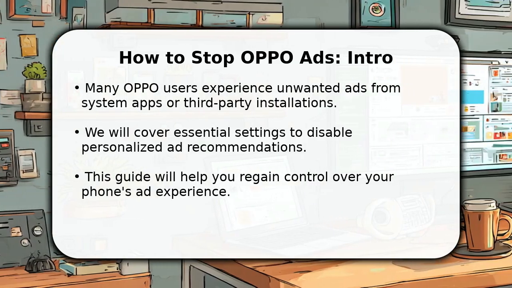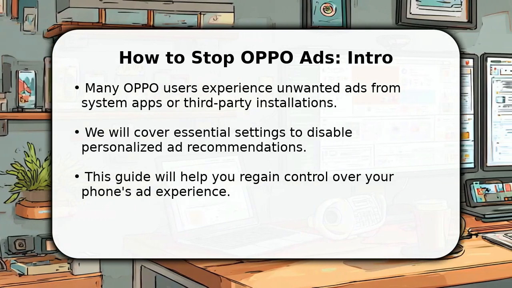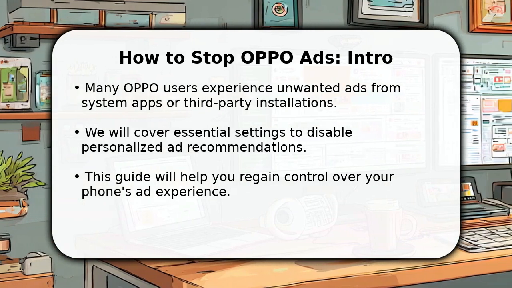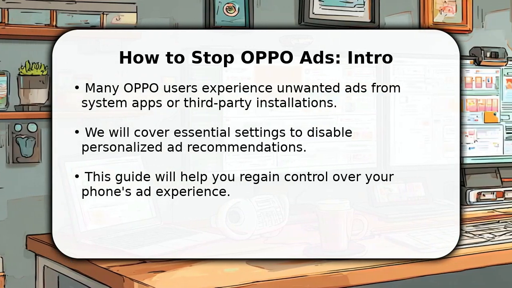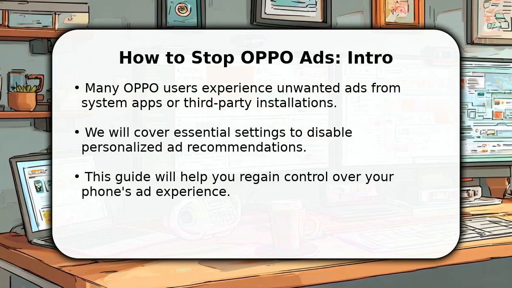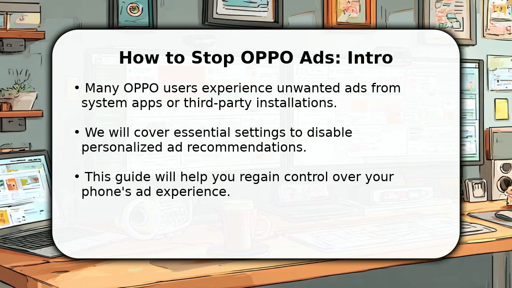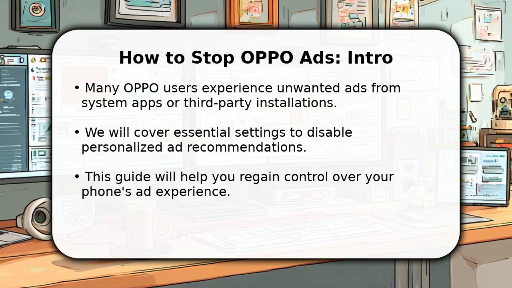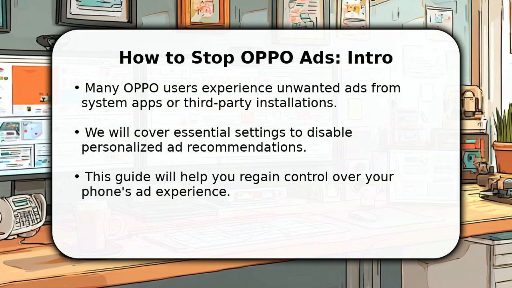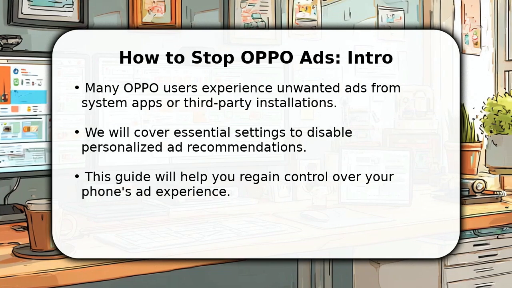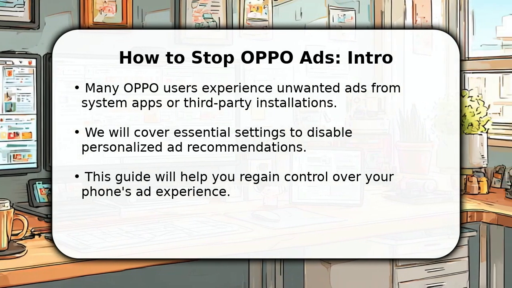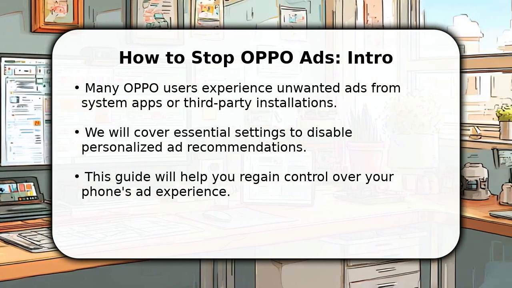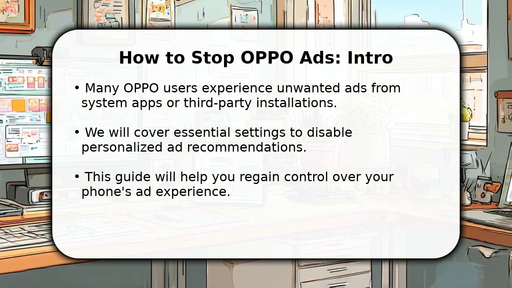In this video, I will explain how to stop ads on Oppo. First, navigate to your phone's settings menu, which is often represented by a gear icon. From there, scroll down and tap on Privacy to access various data control options. This initial step is crucial for managing how your device uses your information and delivers content. It's about taking the first step towards a cleaner, ad-free experience on your Oppo phone.